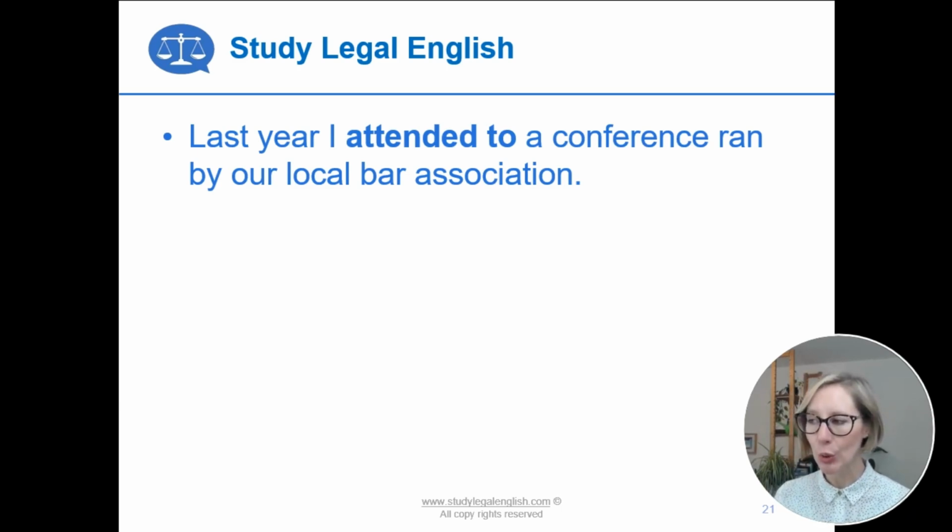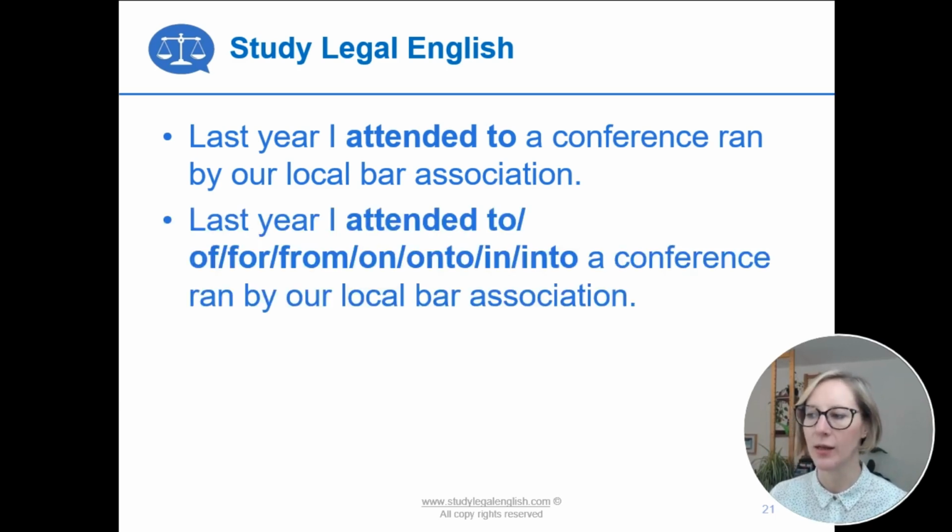Attend to is not correct. Yeah, let's see if you can correct it. Last year, I attended to, of, for, from, on, onto, in, into a conference run by our local bar association.